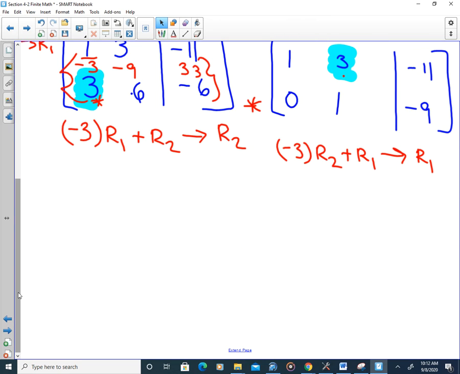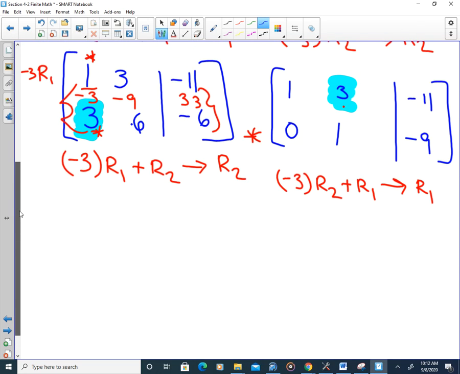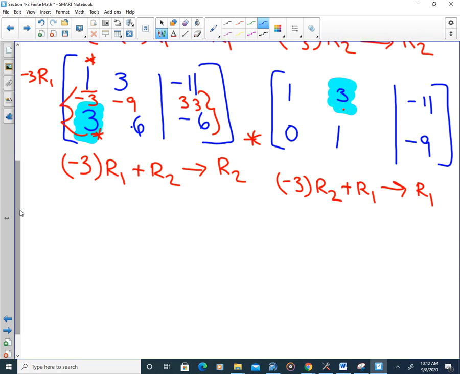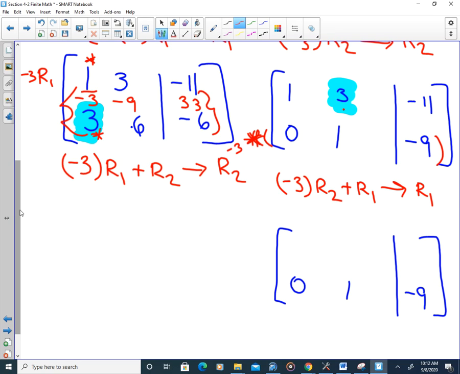So let's bring this down. See what we got here. So I'm replacing row 1, which means row 2 is staying the same. So copy down row 2. It's 0, 1, negative 9. Now what am I doing? I'm multiplying row 2, which is this one, by negative 3. So when you multiply that by negative 3, you're going to get 0, negative 3, 27. Negative 3 times negative 9 is 27.